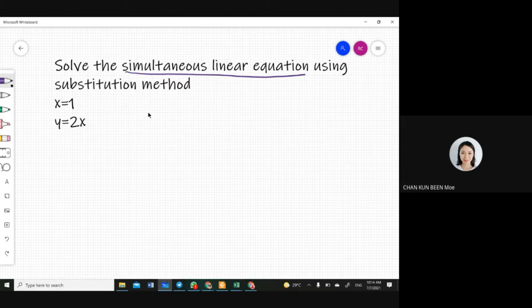Using the substitution method, I give you the simplest one: x equal to 1, y equal to 2x. When do we consider you have solved the simultaneous linear equation? When you find the value of x and y. Very good. When you found the value of x equal to something, and the value of y equal to something. Over here, I have already given x equal to 1, which means we've already got the value of x. So you just need to find the value of y.